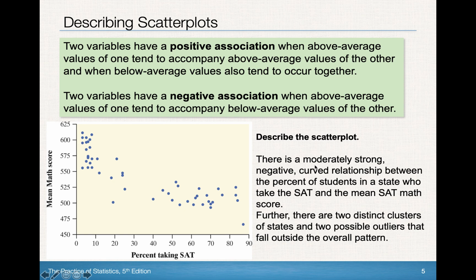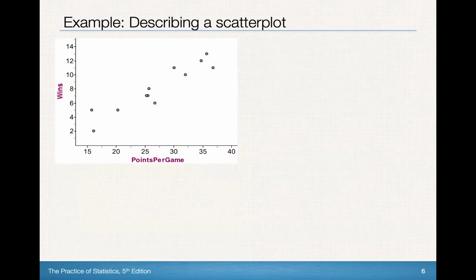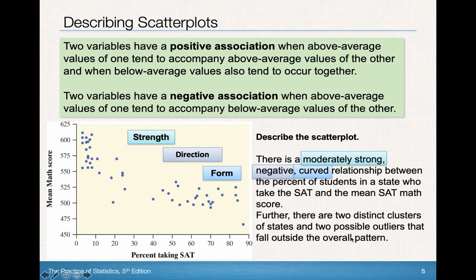So it is a moderately strong negative curved relationship. So here we go. Moderately strong. There's a strength. Negative. There's a direction. Curved. There's the form. Okay, so form, direction, strength. And then, of course, we have our two distinct clusters and maybe an outlier or two. And you can point to the outliers if this was a real problem. So you can see we have strength, we have direction, we have form, and then our possible outlier is down at the bottom. Okay, so we're describing scatter plots using FODs.